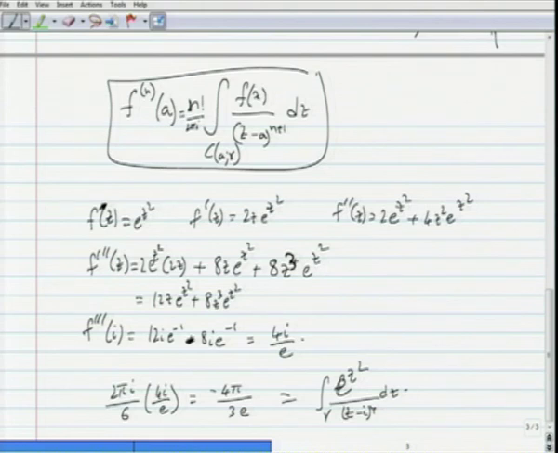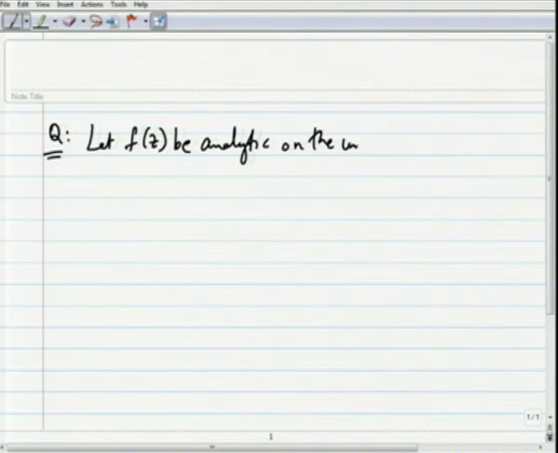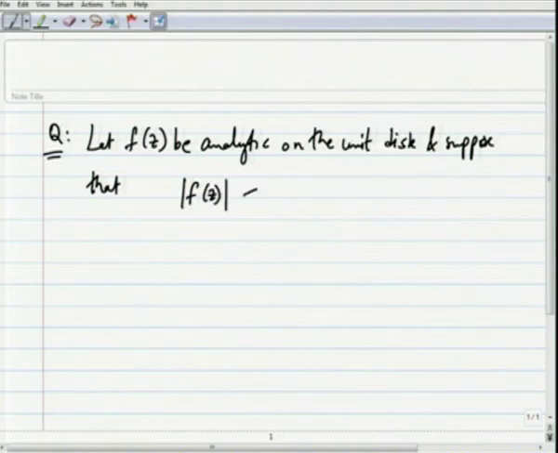The next question is as follows. Let f of z be analytic on the unit disk, and suppose that the modulus of f of z is less than or equal to 1 by 1 minus modulus of z for each z belonging to the unit disk.